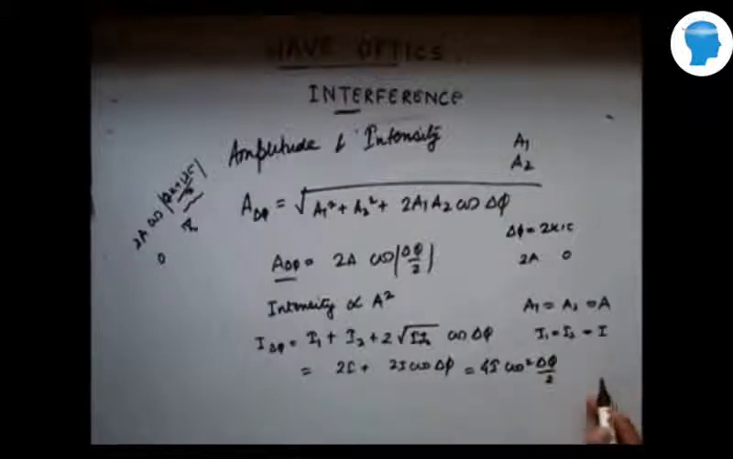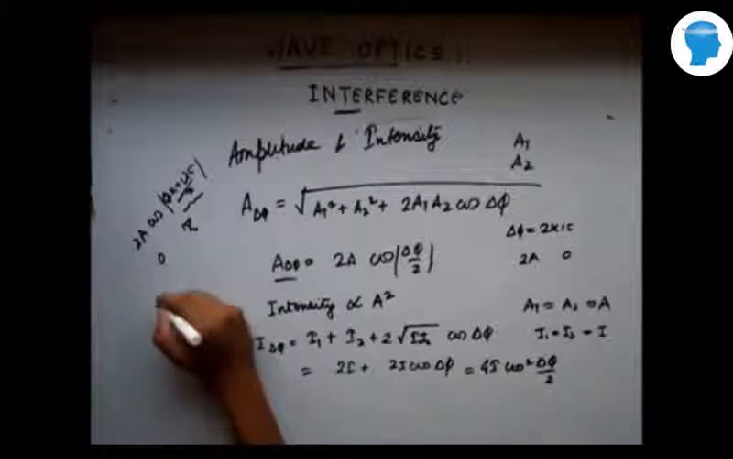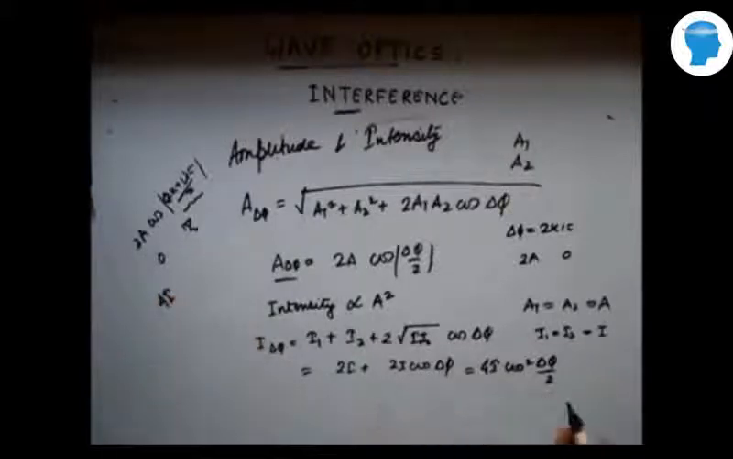So you can see that when delta phi is again 2k pi, that is, in case of constructive interference, the resultant average intensity comes out to be equal to 4I. When delta phi is 2k plus 1 pi, that is, in case of destructive interference, the resultant intensity is 0. The time average value of intensity is 0. This is actually the time average value.